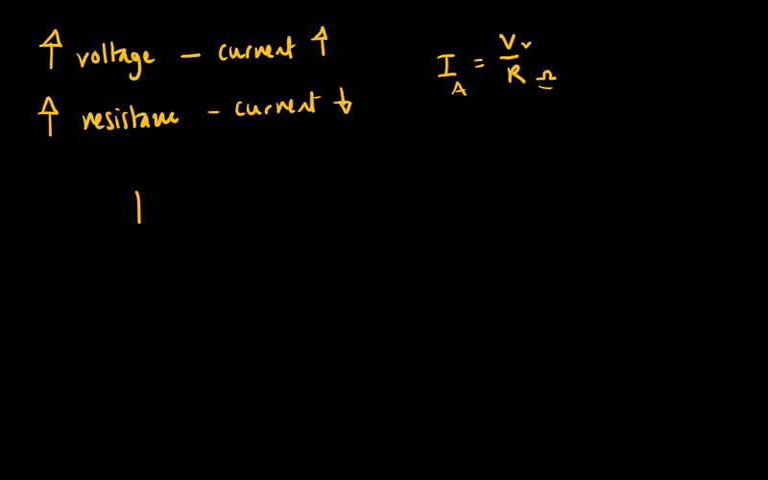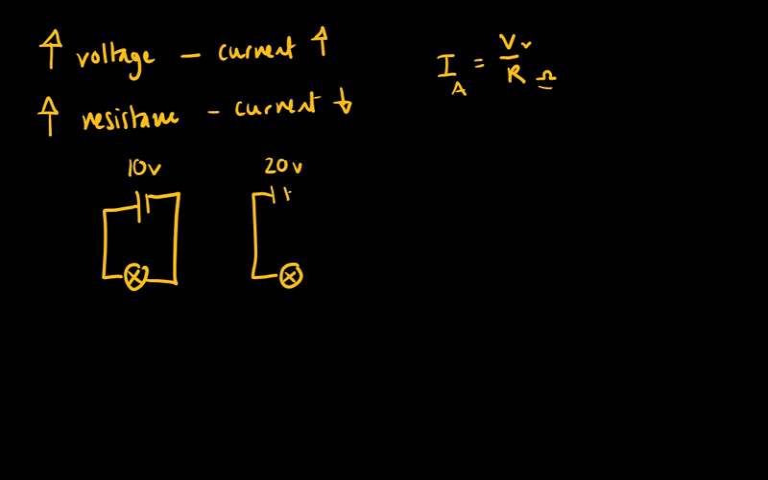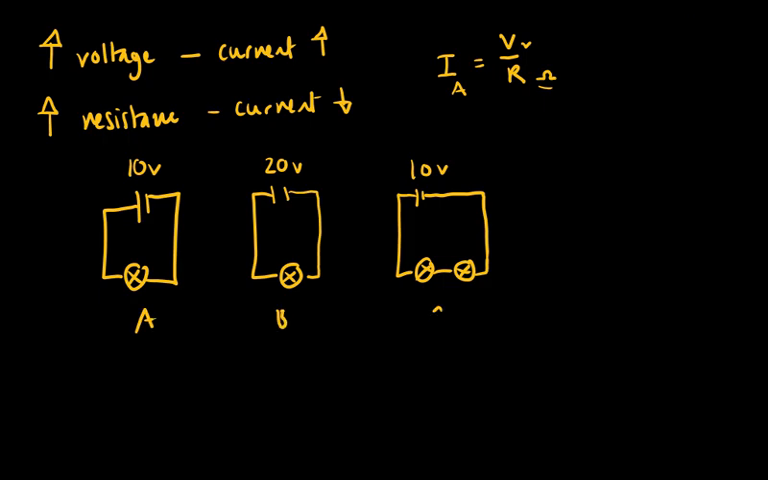So if I drew 3 circuits, then you should be able to have a pretty good go at pausing the video and guessing which circuit would have the highest current and which circuit would have the lowest current, A, B, and C. You pause the video and on a piece of paper make a note as to which circuit you think has the highest current, and next to that write down why.